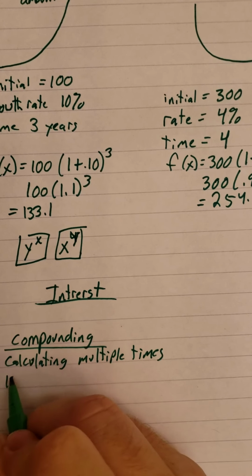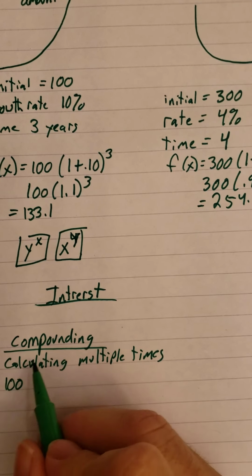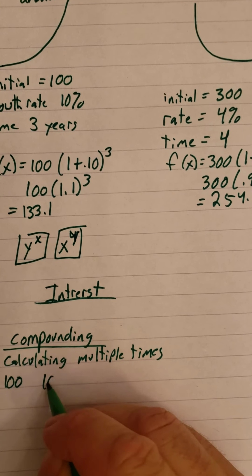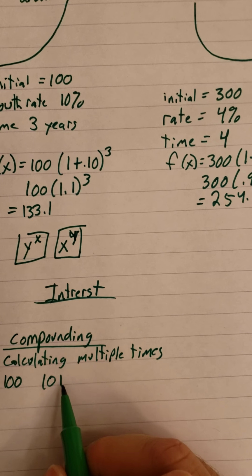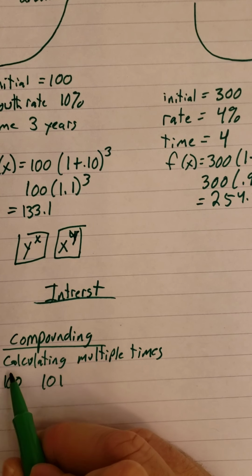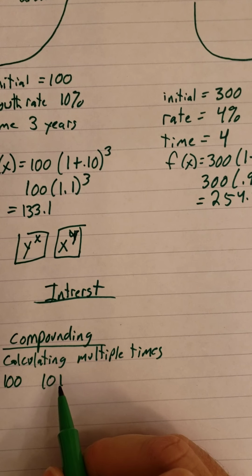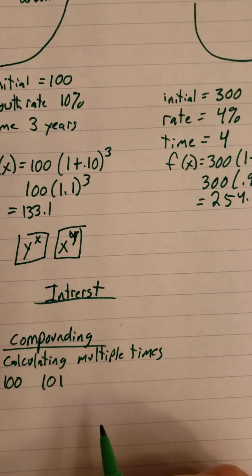So if you put $100 in, and when they calculate your interest the first part of the year, maybe you get an extra dollar. So now you're up to 101. So now when they calculate your interest next time, instead of using the initial 100, they go and use the 101, which means you're going to get a little bit more interest.